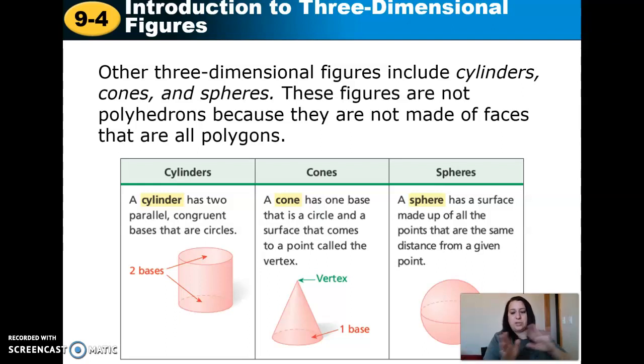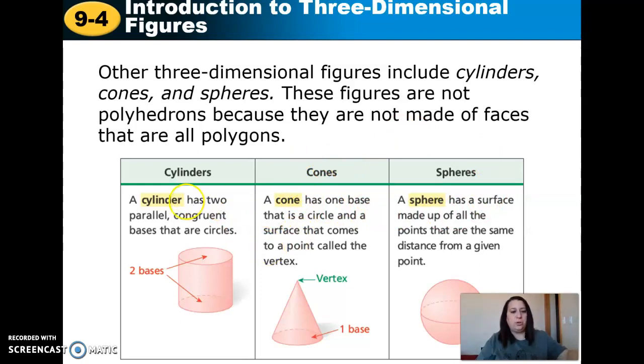These are everything we just talked about, those were polyhedrons because they're made of polygons, okay? Now we're going to switch gears. We're going to look at stuff that are not polyhedrons because their faces are not polygons. Okay, there's 3 that we're going to focus on. And I would like you to obviously take notes on these and then also make these into note cards. So the first one is a cylinder.